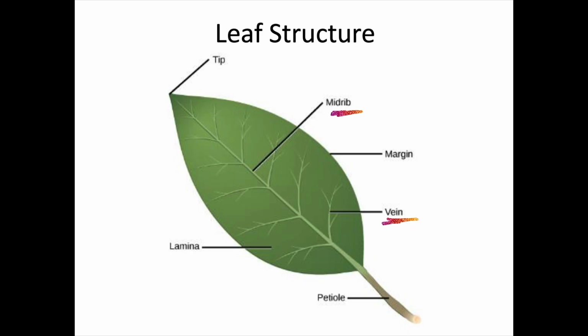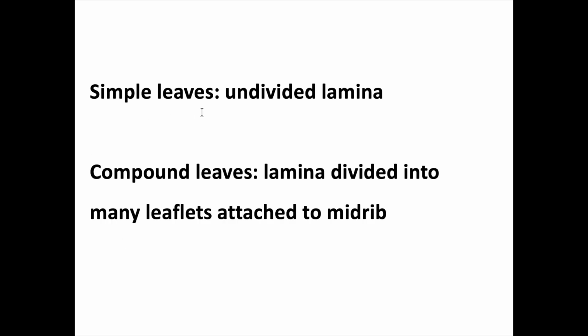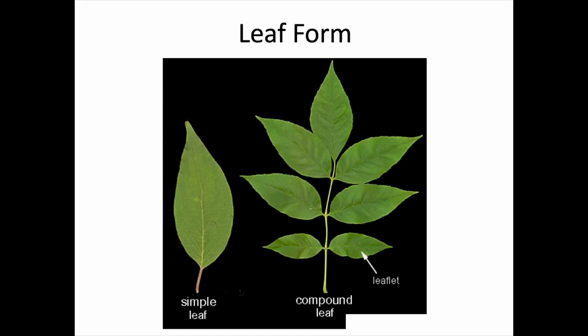There are many different types of leaf shape that we could talk about, but I just want to break down these two major categories of leaf, simple leaves and compound leaves. A simple leaf is a single undivided lamina, whereas a compound leaf, this is not 7 leaves here. This is a single leaf with a single petiole, but the lamina has been divided into, it's not always 7, but into multiple leaflets. So simple leaves have an undivided lamina. Compound leaves have a lamina divided into many leaflets attached to this midrib here in the center.